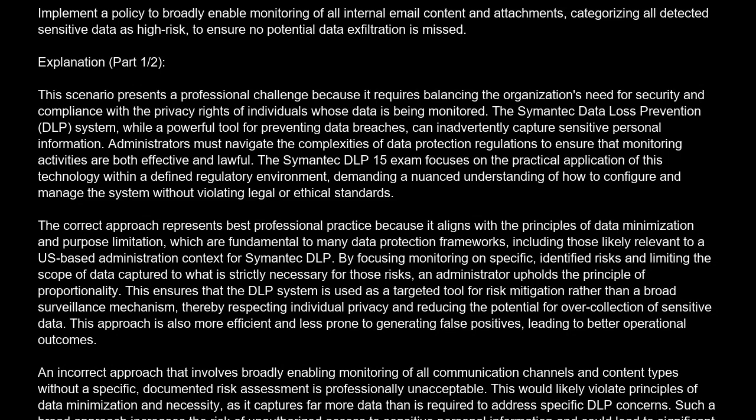The correct answer is D. Implement a policy to broadly enable monitoring of all internal email content and attachments, categorizing all detected sensitive data as high risk, to ensure no potential data exfiltration is missed.